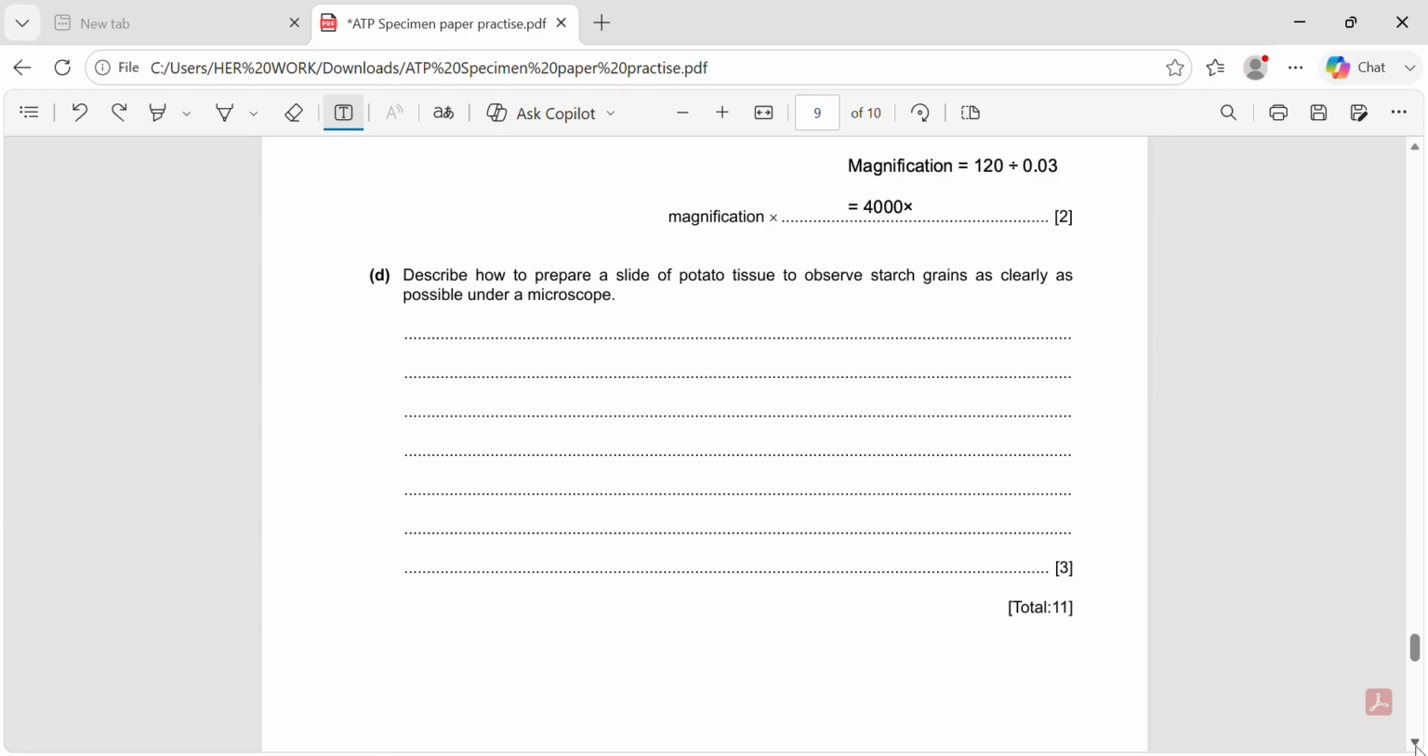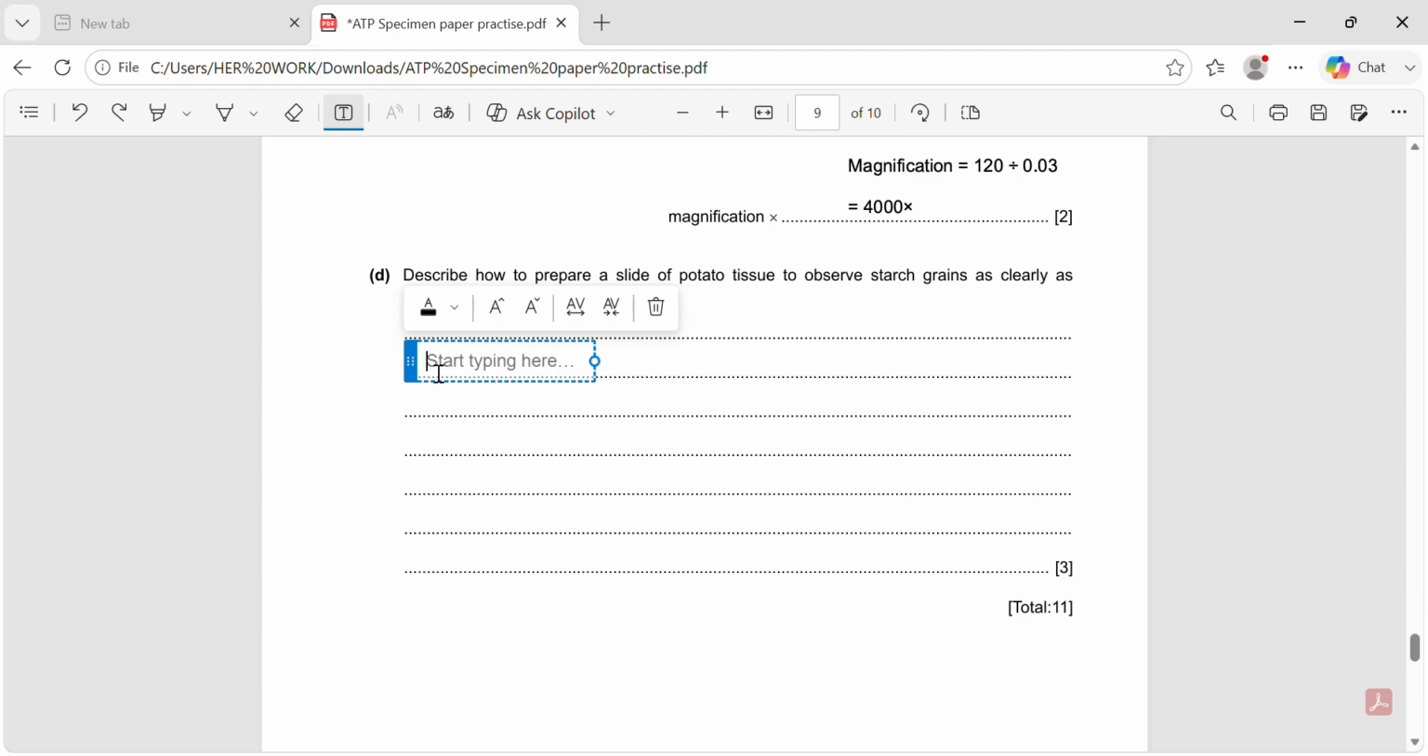Next, the final question asks, describe how to prepare a slide of potato tissue to observe starch grains as clearly as possible under a microscope. Now recall, to prepare the slide, first cut a very thin section, or gently scrape a small amount of potato tissue, and place it onto a microscope slide. Next, add a drop of iodine solution to stain the starch grains. Then carefully lower a cover slip over the specimen, making sure to avoid trapping air bubbles. Finally, wipe away any excess iodine solution before placing the slide under the microscope for observation.